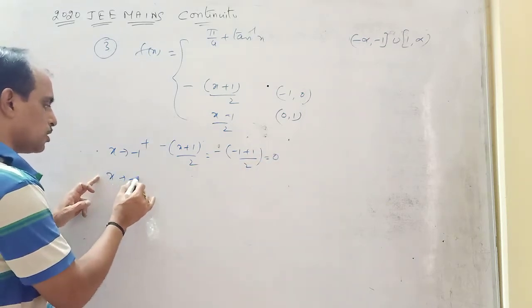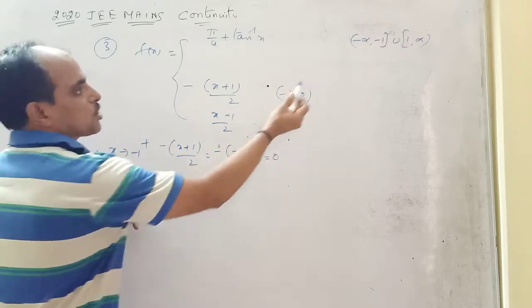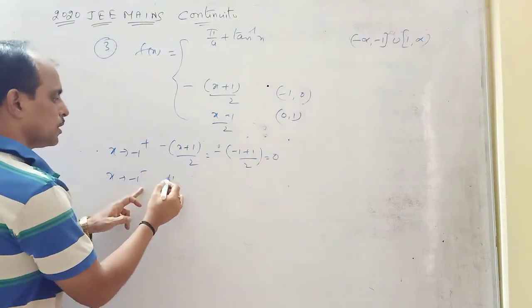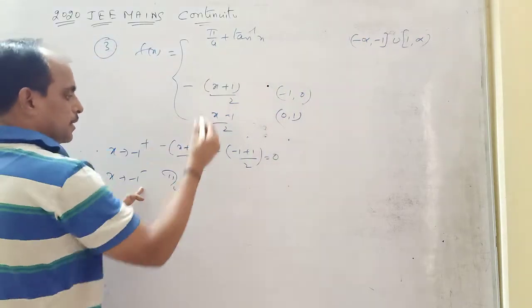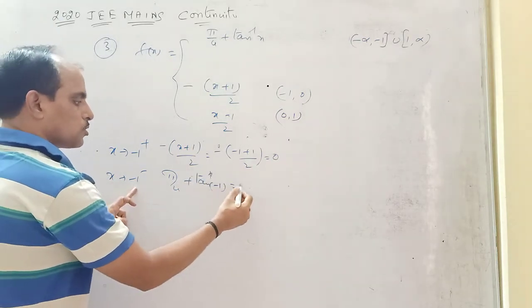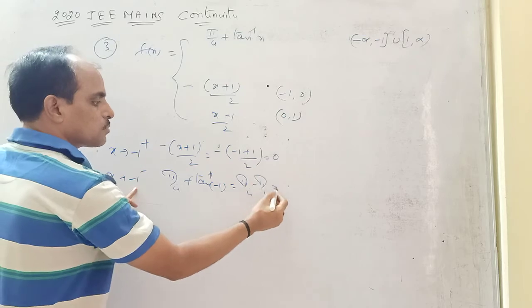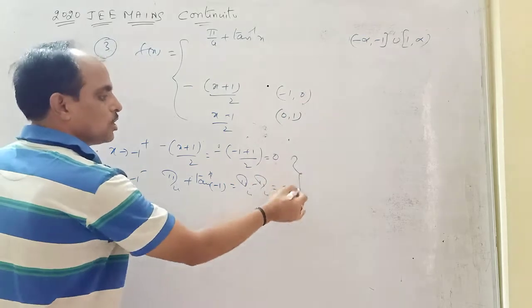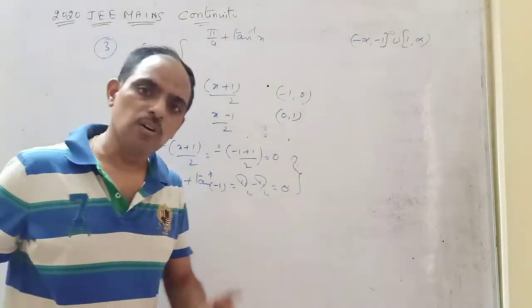Now x tends to minus 1 minus, less than minus 1. The function is this one, that is pi by 4 plus tan inverse of x. x can be replaced with minus 1. So that is pi by 4 plus tan inverse of minus 1, which is minus pi by 4, it is 0. So it is continuous at x is equal to minus 1.